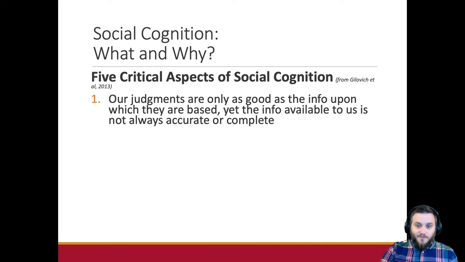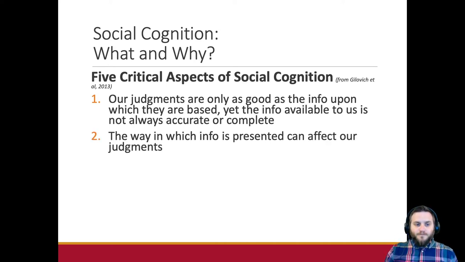or schemas. Number 2, the way in which info is presented can affect our judgments. All judgments are relative. They have a starting point and are based on that starting point. We can call these reference points. I'll talk a little bit more about reference points and contrasting when we get to priming later in this video. But I do have an example for you just to round this number out.